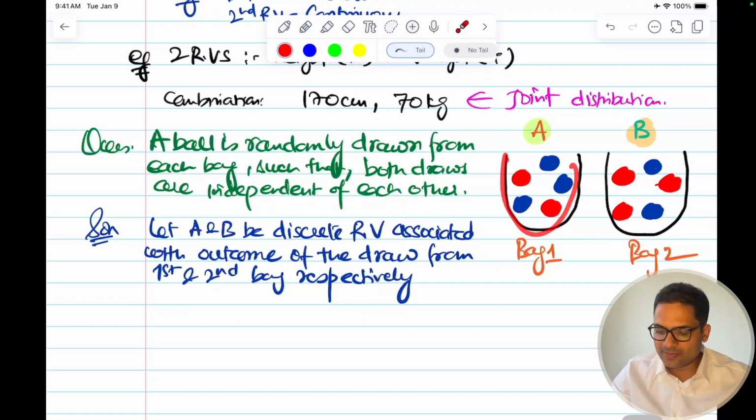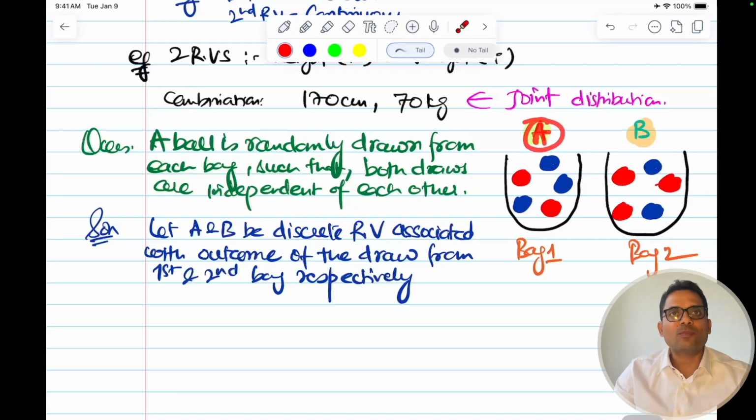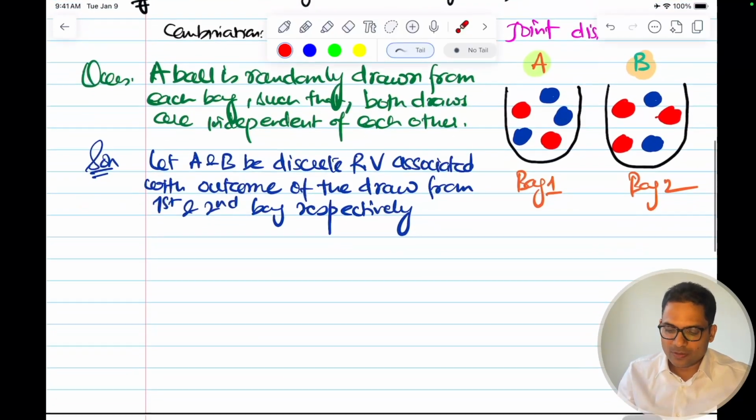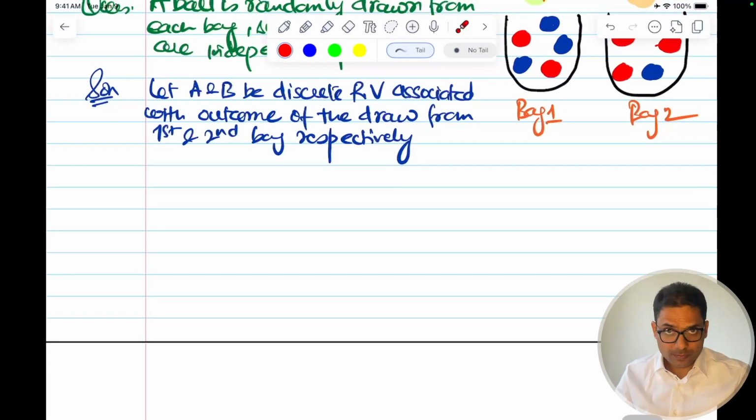Bag 1 contains 5 balls, bag 2 also contains 5 balls. The first one has 2 red balls, 3 blue balls; the second has 3 red balls, 2 blue balls. If I draw a ball from bag 1, that is modeled using random variable A, and if I draw a ball from bag 2, I'm using the discrete random variable B for modeling the problem. So let's see what will be the probable solutions.